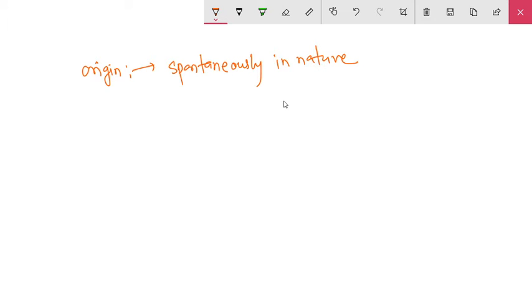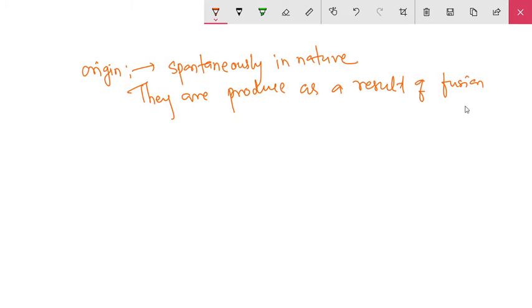But they can be produced. How are they produced? They are produced as a result of the union, or fertilization, or fusion of an n gamete with an n plus 1 gamete. The n gamete means it is a complete haploid set of chromosomes, and n plus 1 means what?